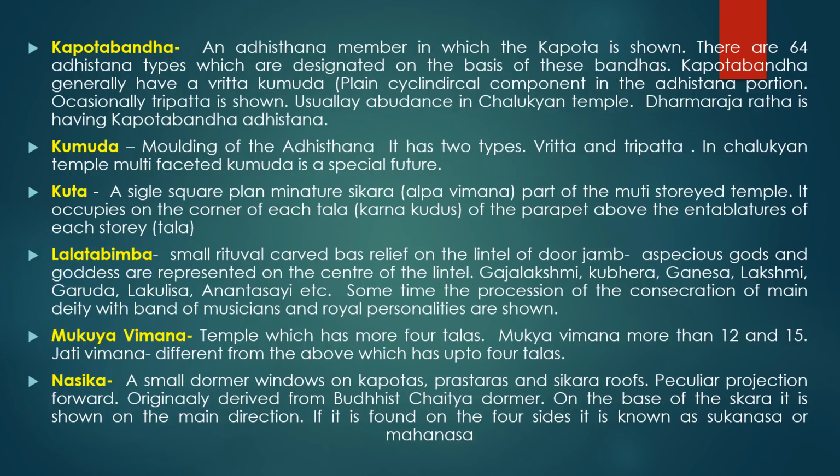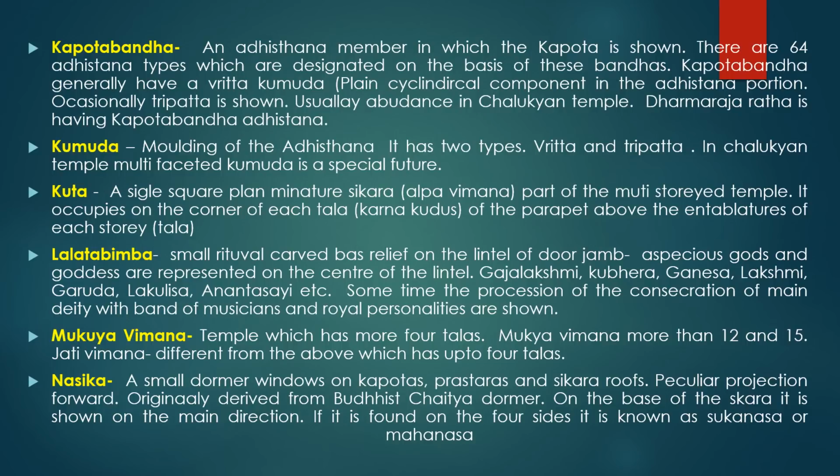Mukhya Vimana: a temple which has more than 4 talas is known as Mukhya Vimana. Mukhya Vimana may have 12 to 15 talas. Jadi Vimana is different from the above; one which has up to 4 talas is known as Jadi Vimana.